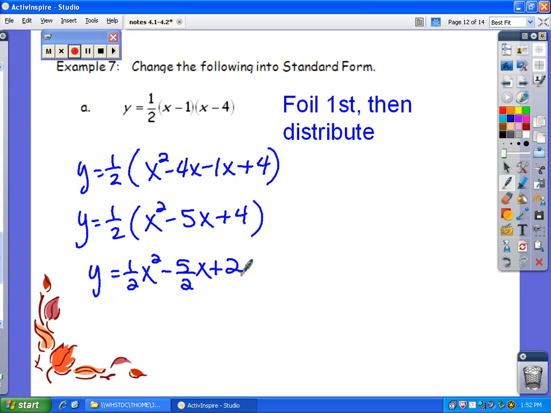So now we're going to learn later on how to go backwards from standard form into the other forms. Because standard form is probably the hardest one to graph from. You have to do the most work to graph from standard form. So I'm going to show you how to go backwards later on.